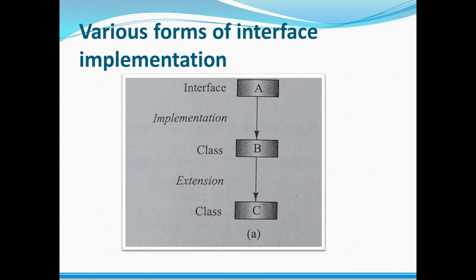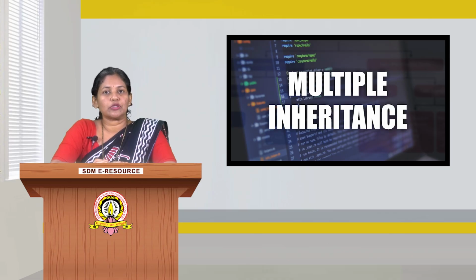So there are various forms of interface implementation. One is mentioned here: interface A, interface B implemented from A, and B is a class, C is an extension of class B. So in this section we have discussed interfaces, through which we can achieve the concept of multiple inheritance.